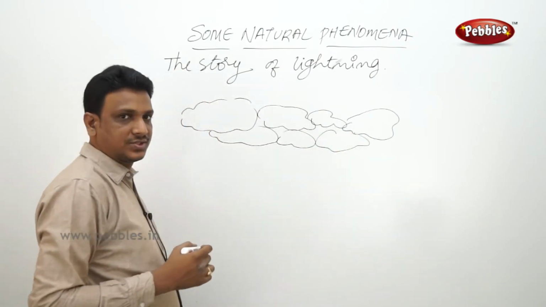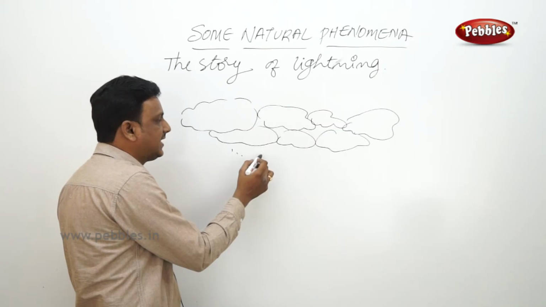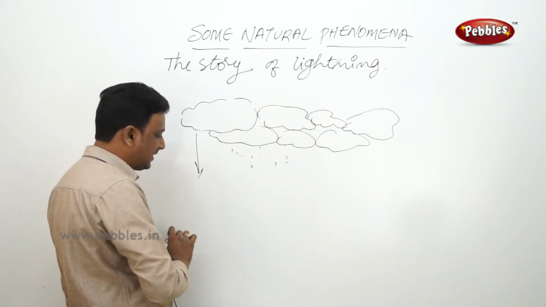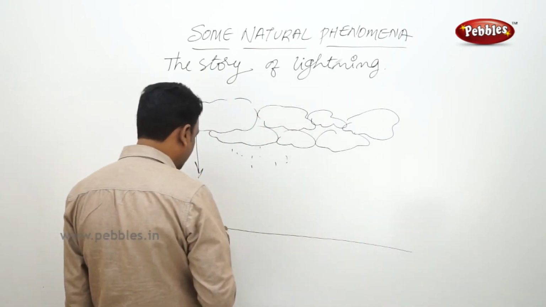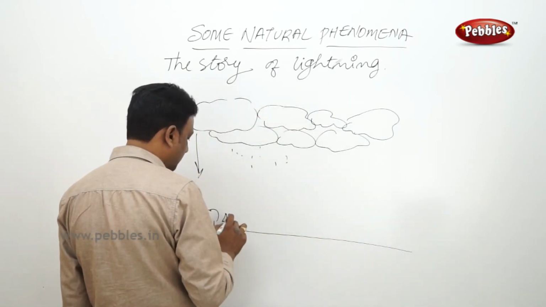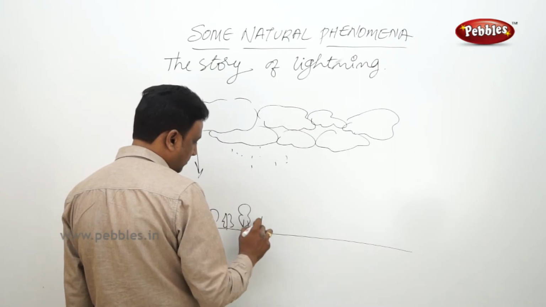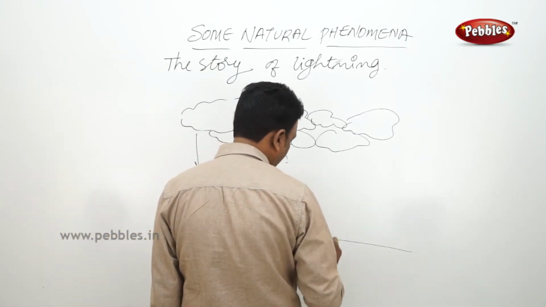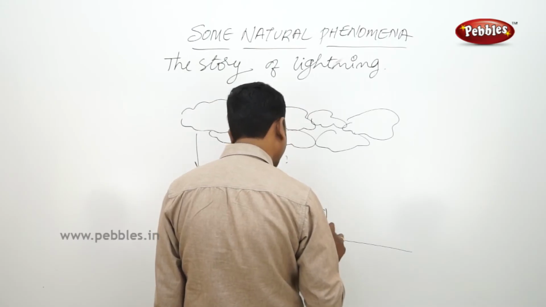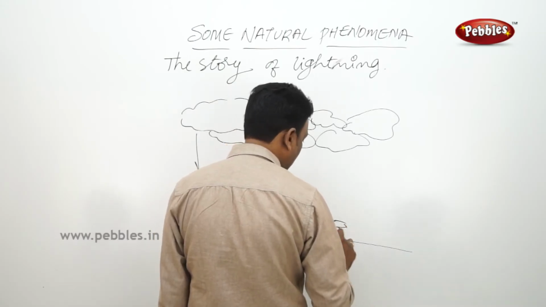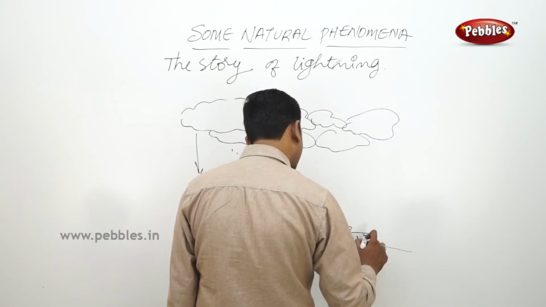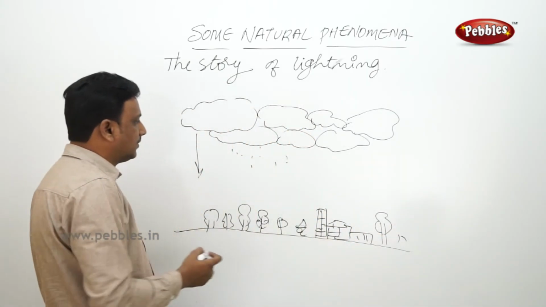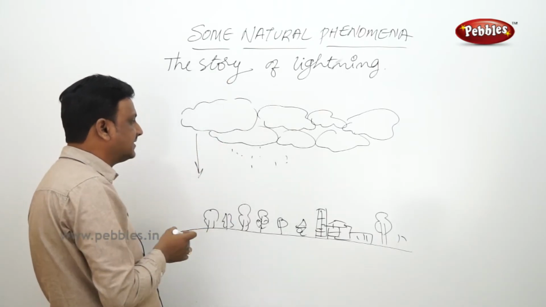So here are the clouds. It is raining. The raindrops are traveling in this direction from clouds to the earth surface. On the surface of the earth, we will find trees and other objects, tall buildings, trees. So the water droplets are traveling in this direction.